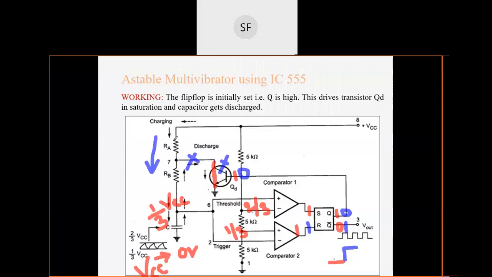So this current will flow from RA, then RB, and then eventually it will flow into the capacitor. If current is flowing into the capacitor, then again the capacitor will start charging, right? So now the capacitor will start charging from 1/3 VCC.